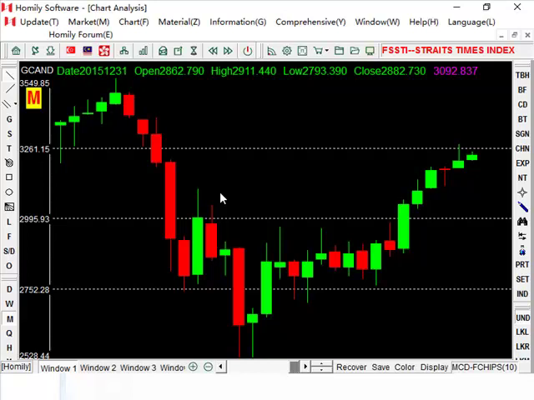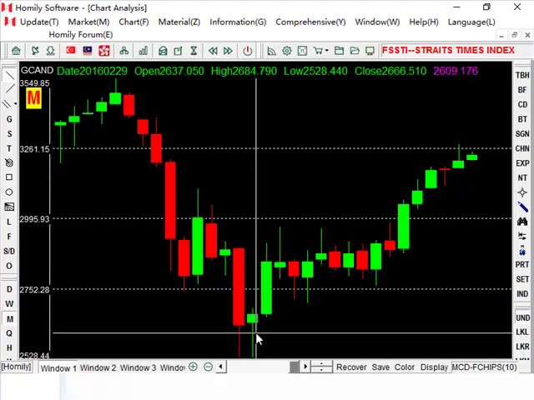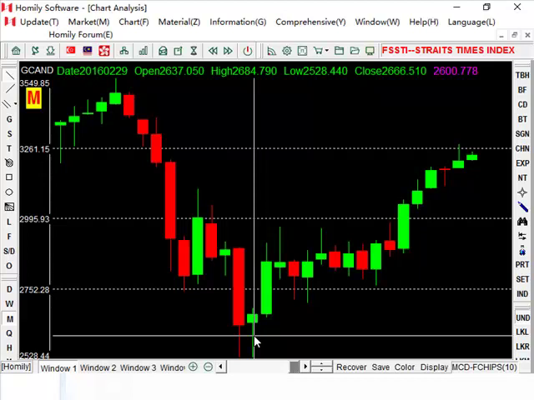So first let's see this one. Which one is the lowest point? This one, the low point is 2529.01. This one is 2528.44. So this is the lowest point, and we can confirm this is the low point. For the next candlestick, if the high price is higher than this one, this is candlestick 1, 2, then 3. 1, 2, 3. 1, 2. So now the market still has some chance.